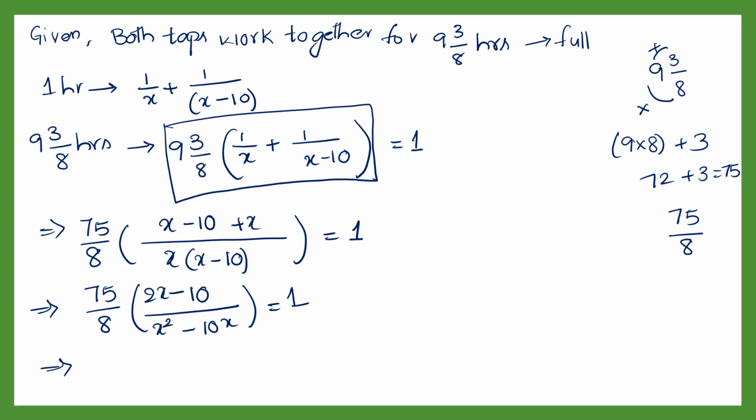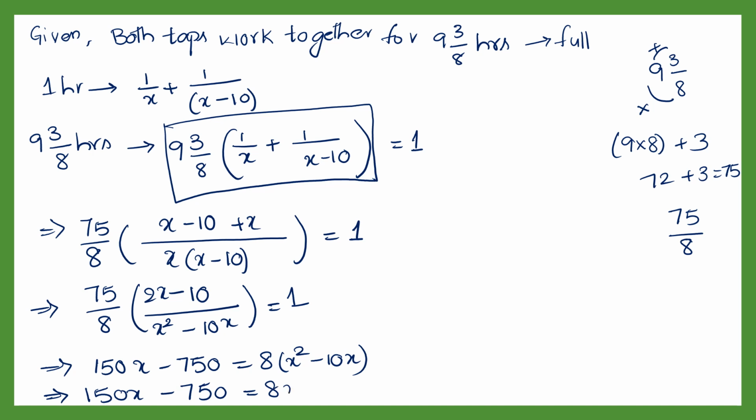So if you multiply, what do you get? 75 into 2 is 150x, minus 750. This is equal to the entire denominator; if it goes to the right side, it comes into the numerator, 8 into x square minus 10x. You will get 150x minus 750 is equal to 8x square minus 80x.